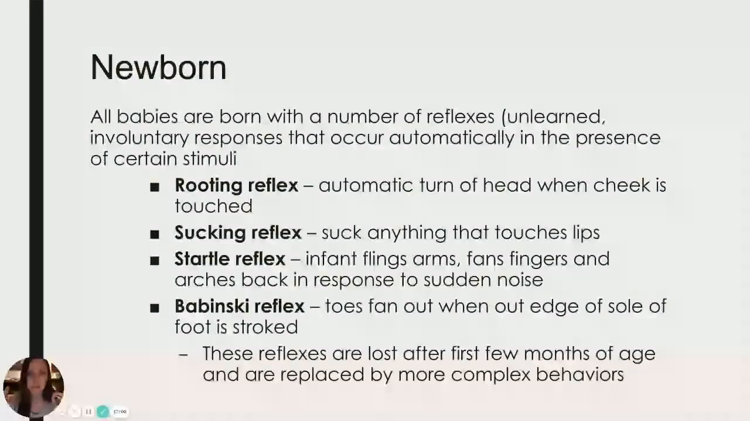So I would say this slide is probably your most important slide in this entire video, because when it comes to AP testing, usually when they talk about prenatal development or infancy, usually a reflex is always tested. So we really want to make sure that we know our different reflexes. And we'll watch a video in class so you can see these in action.